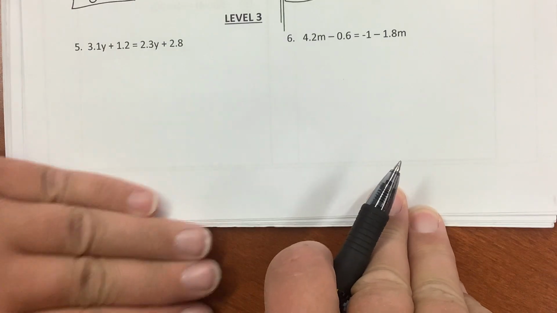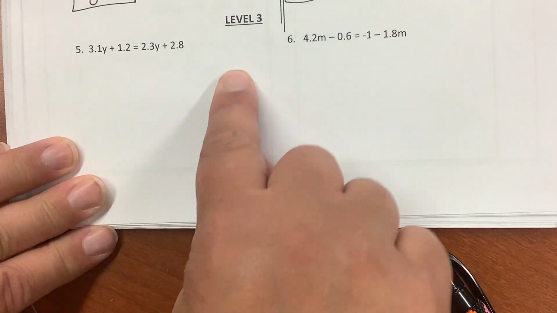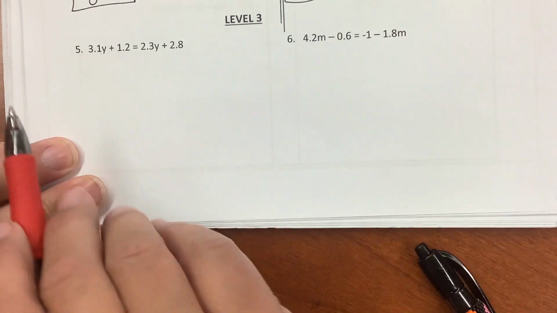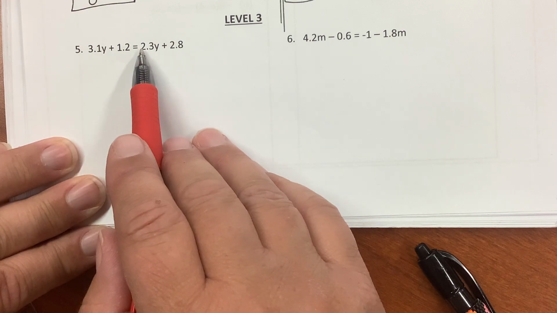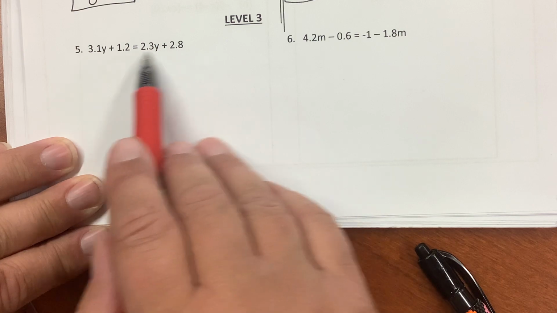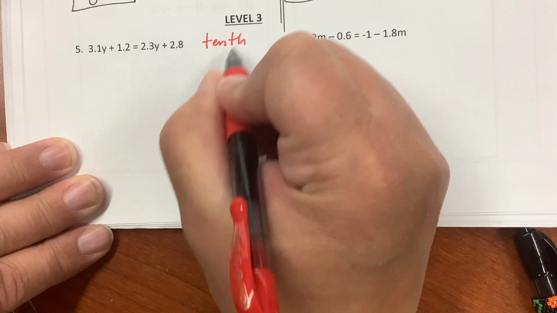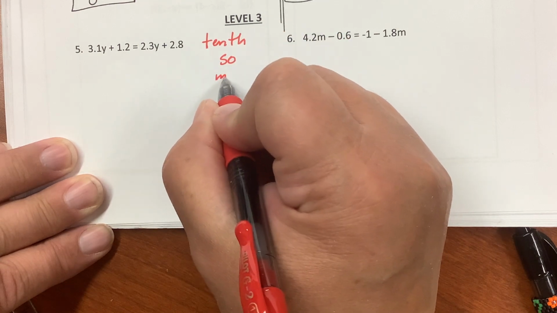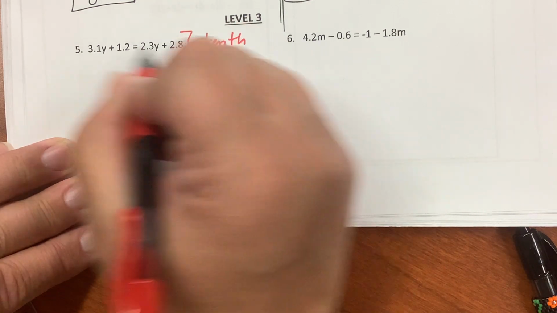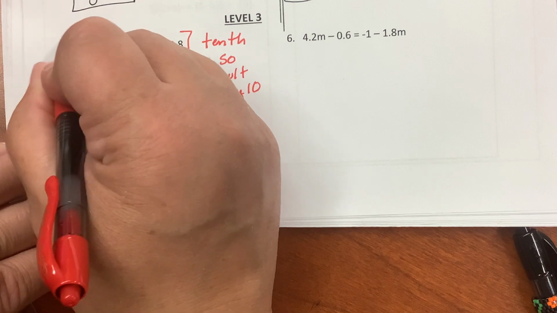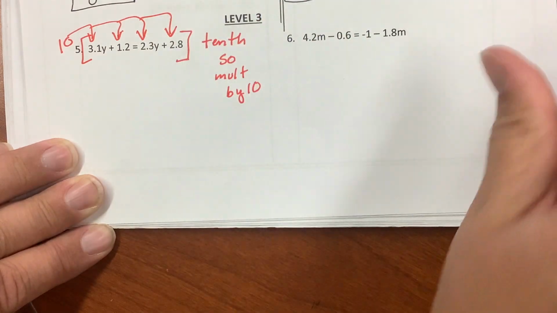Here we go. Ooh, decimals. Remember what I said about decimals? I can get rid of all of those decimals because they're all to the same place. What do I mean by that? 3 1/10, 1 2/10, 2 3/10, 2 8/10. What do they all have in common? They're all tenths. So, multiply by 10. Let's get rid of all of this. And multiply everybody by 10. Every single term by 10.